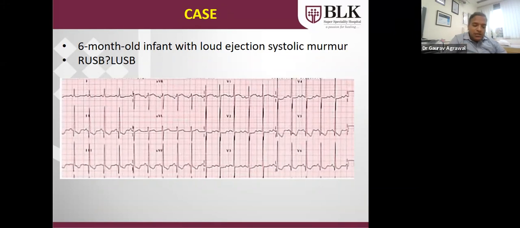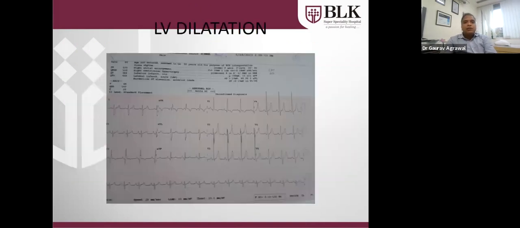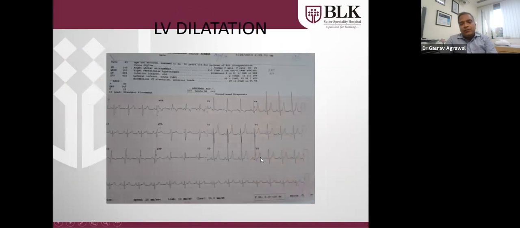In aortic stenosis, the LV will not be volume overloaded. LV will be hypertrophied and will be in strain. The strain will cause T wave inversion. Volume overload will cause T wave upright, but it will be prolonged. This is a case of severe valvular AS. Treatment is ballooning. LV dilatation will have upright, prolonged T wave.